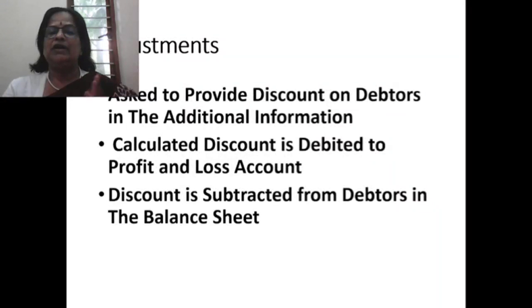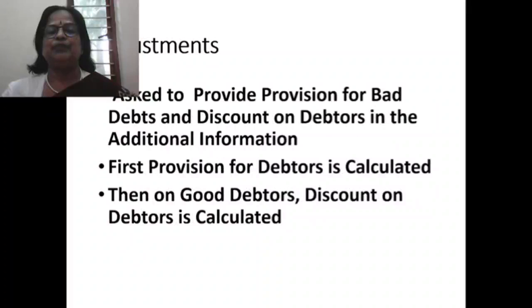So if it's coming as additional information, provision for discount on debtors, then it is debited to profit and loss account, being an expense for the firm. Second, it's subtracted from debtors in the balance sheet. So these are the two adjustments: debited to profit and loss account and subtracted from debtors value in the balance sheet. Now another thing: you are asked to provide provision for bad and doubtful debts plus discount on debtors. So two adjustments are there related to debtors.